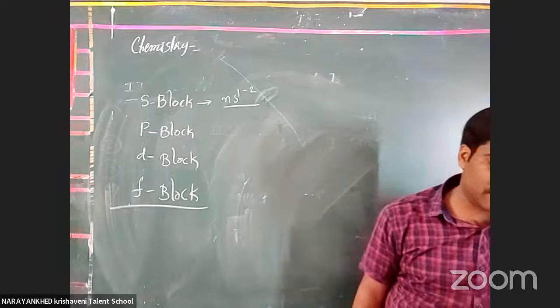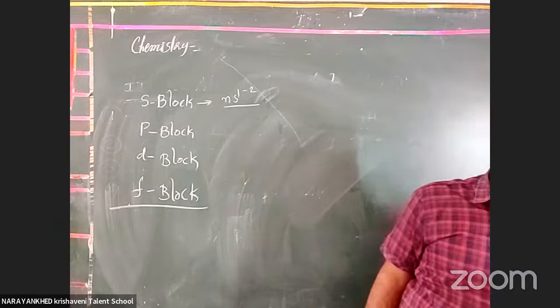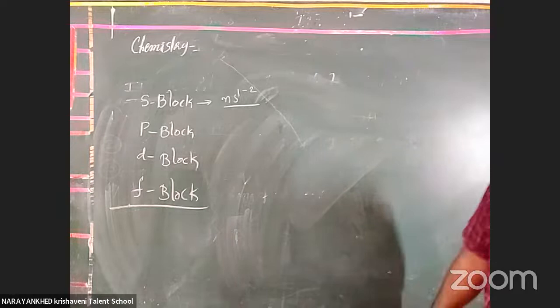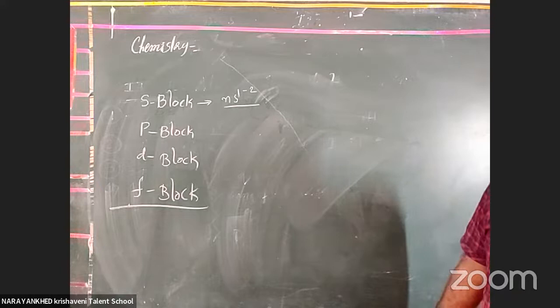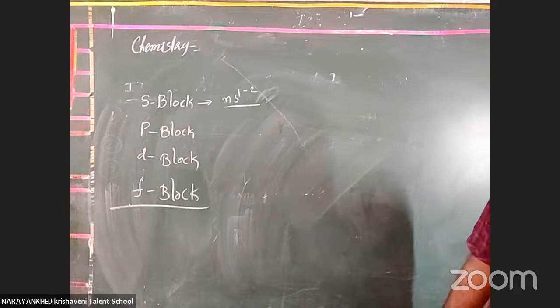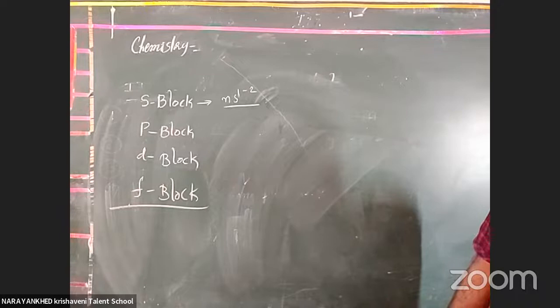These elements especially contain some properties. What are the properties? They are active elements, they contain +1 and +2 oxidation states. They form basic oxides and they impart characteristic colors to the flame. Generally, they form ionic salts with non-metals. They are solids at room temperature. Their hydroxides are basic in nature. They are highly reactive and readily form univalent and bivalent positive ions by losing valence electrons. The elements of the S block are soft, malleable, and good conductors of heat.